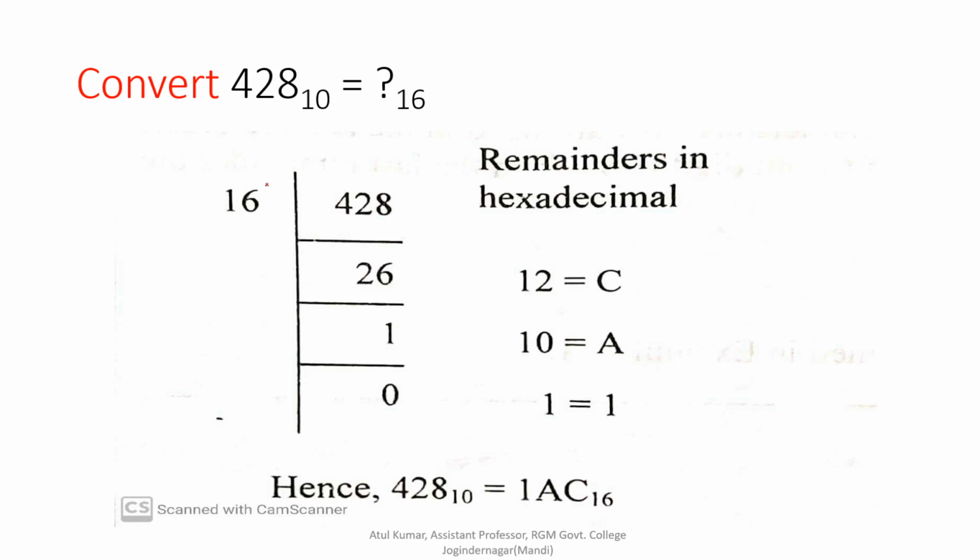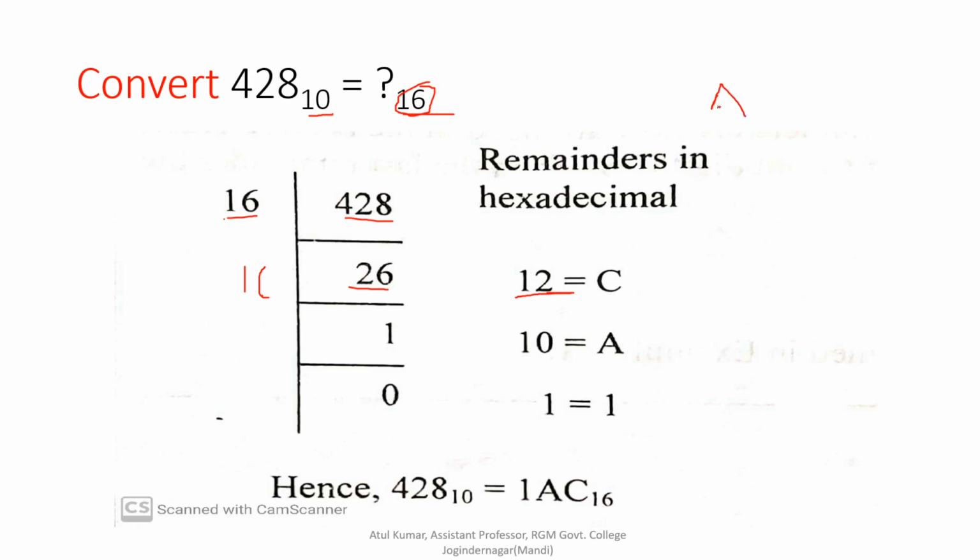In the next example we have 428, it is also base 10 and we have to convert this number into a hexadecimal number. So we have base 16. In the first step we divide 428 by 16. The quotient becomes 26 and the remainder is 12.